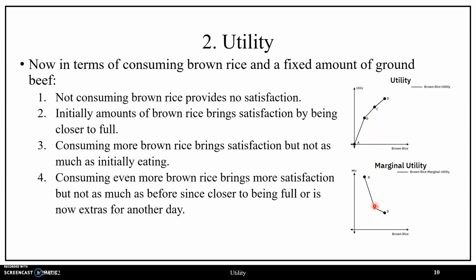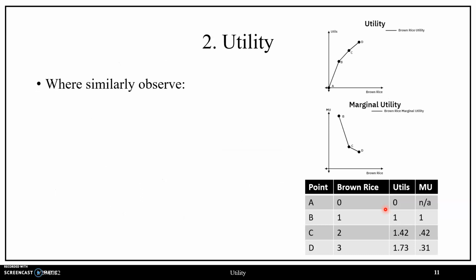And lastly, consuming further amounts will bring some satisfaction, but not as much as before, since the consumer is either close to being full or is already full, as we can see with point D in both utility and marginal utility. Now in terms of our observations of utility, marginal utility, and our table representation, we can also see, as we saw with ground beef, as more brown rice is consumed, utility is increasing, which we see with our upward sloping utility function, so more is better.